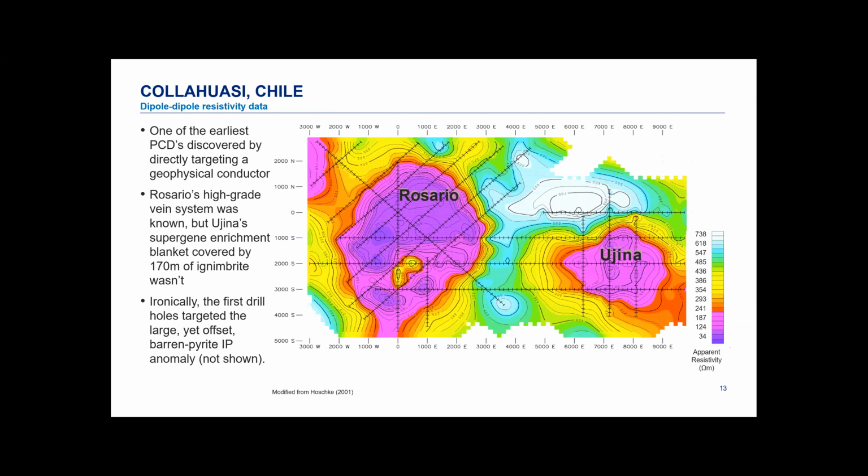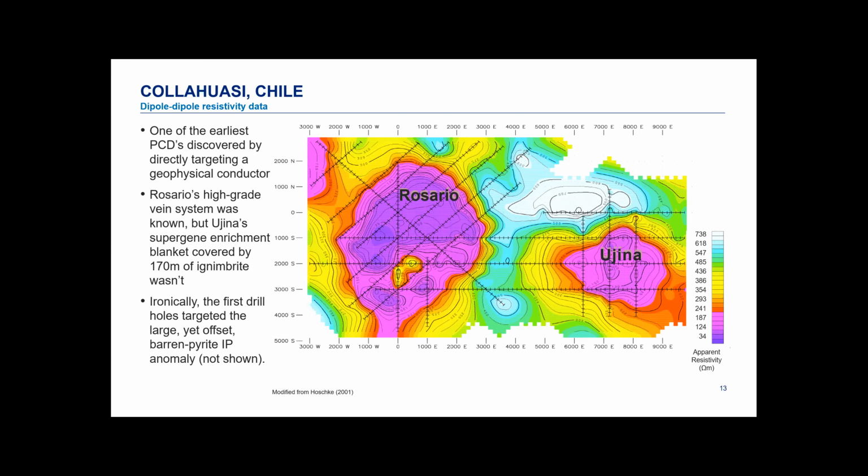But moving on, this is Collahuasi in Chile, and Collahuasi is not really part of the MT story per se, but it is part of the story about how we got here. Everyone knew about Rosario. It was being mined, I guess, in the late 80s. So its high-grade vein system was known, but Ujina is actually a supergene enrichment blanket, and like it says there, it was covered by 170 meters of ignimbrite cover. So it was basically blind.